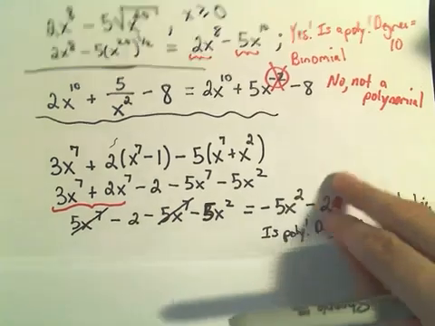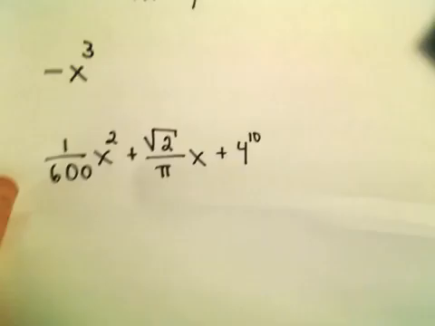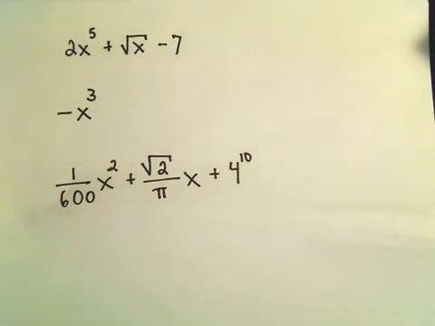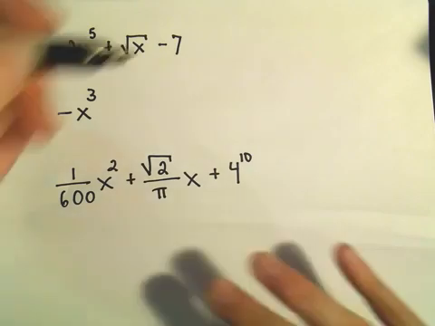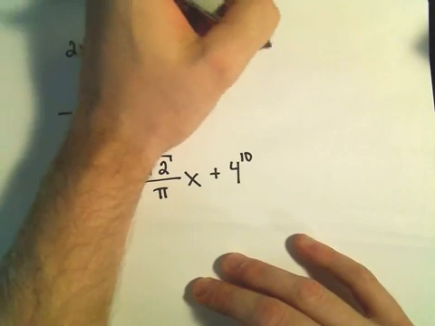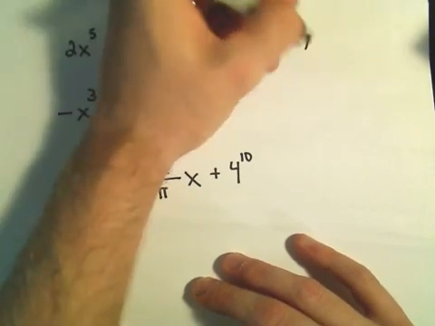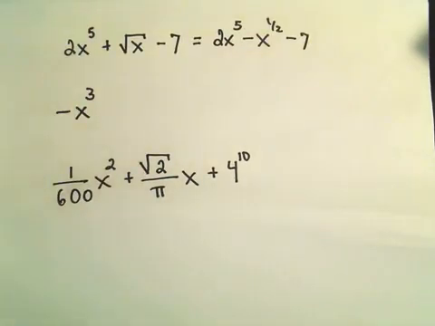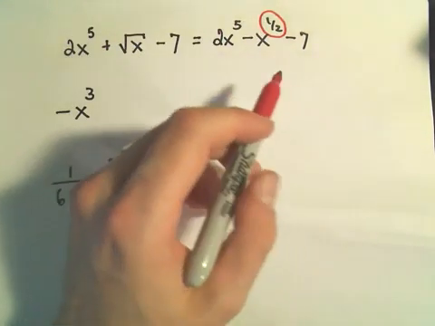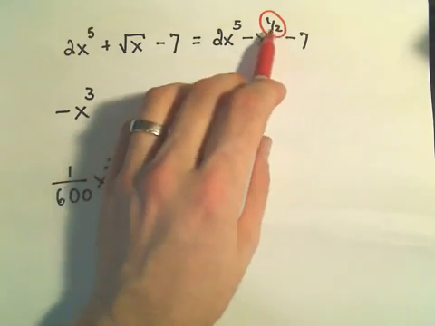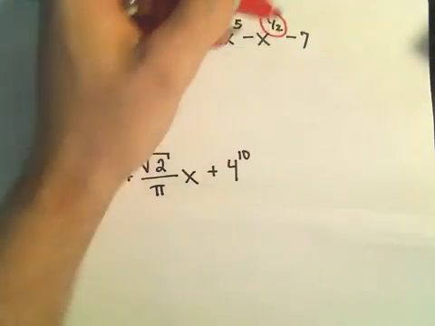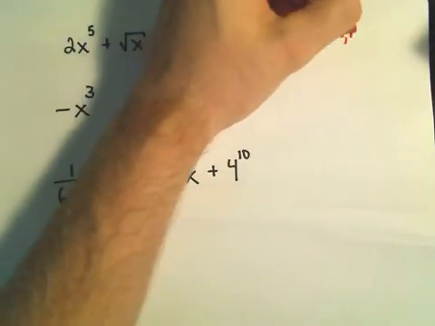All right, so just a couple more examples here. I guess 3 more examples. So here we have 2x to the 5th plus the square root of x minus 7. Again, I would rewrite this with just exponents. That's 2x to the 5th plus x to the 1/2 minus 7. Well, again, this is not a polynomial because this x is being raised to a number that is not a positive integer. Okay, so it is a positive number, but we need positive whole numbers. So we would say no, not a polynomial.